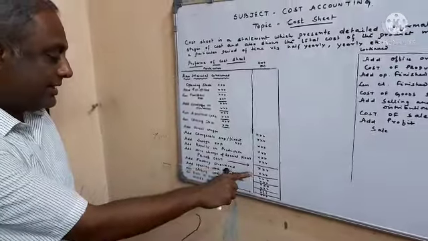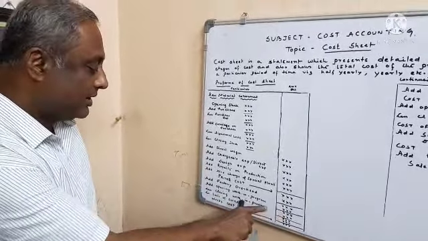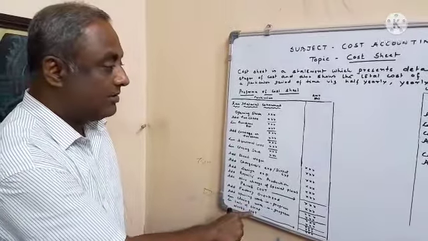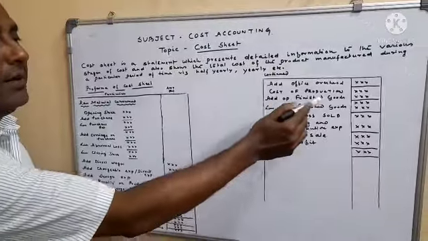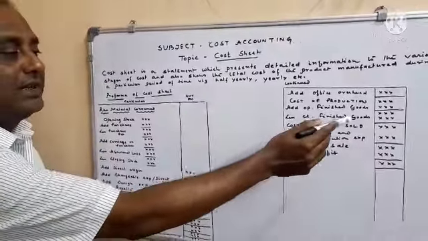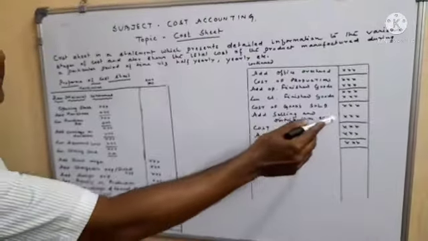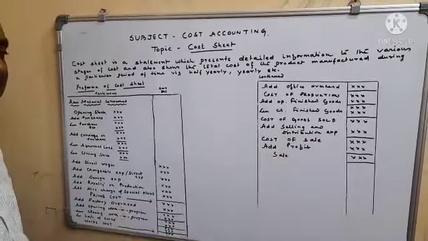Add factory overhead, add opening work in progress, less closing work in progress, less sale of scrap. Result will be work cost. Add office overhead, result will be cost of production. Add opening finished goods, less closing finished goods, result will be cost of goods sold. Add selling and distribution expenses, result will be cost of sale. Add profit, that is sale.